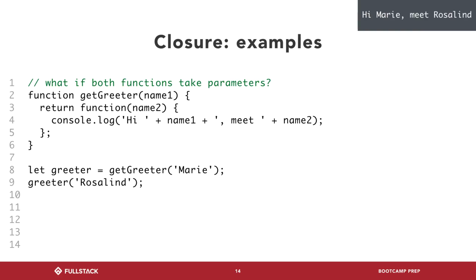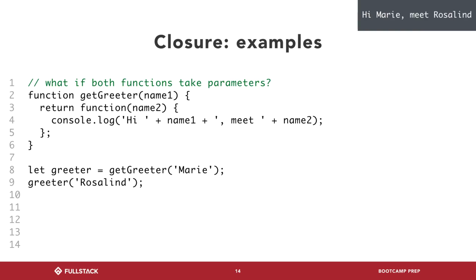So if on line 10 I wrote greeter invocation with Jake, it will say hi Marie meet Jake. And then after that, greeter in parentheses David will say hi Marie meet David. So I've fixed the first name, name 1, because it's coming from my parent scope, but I have the optionality of taking whatever value you give me for name 2. Oh, sorry, go ahead, Josh.